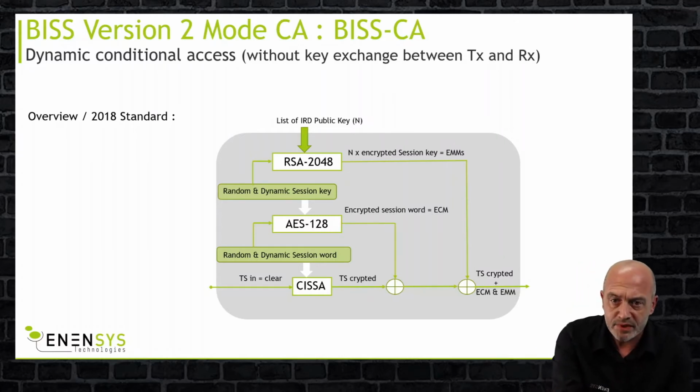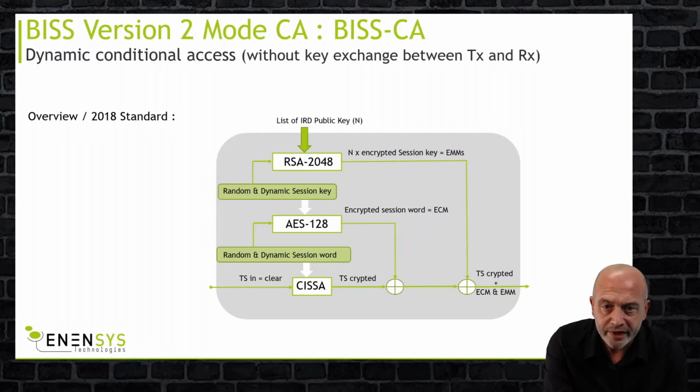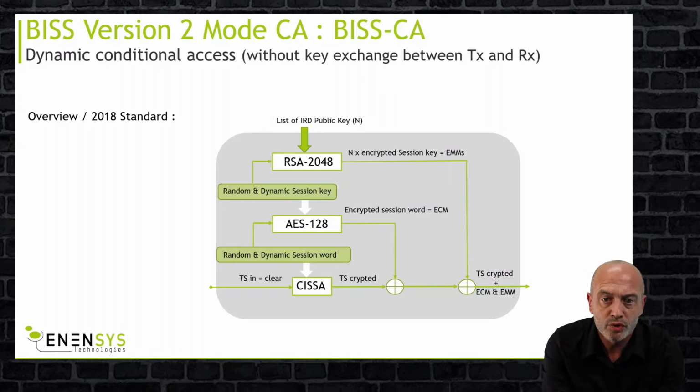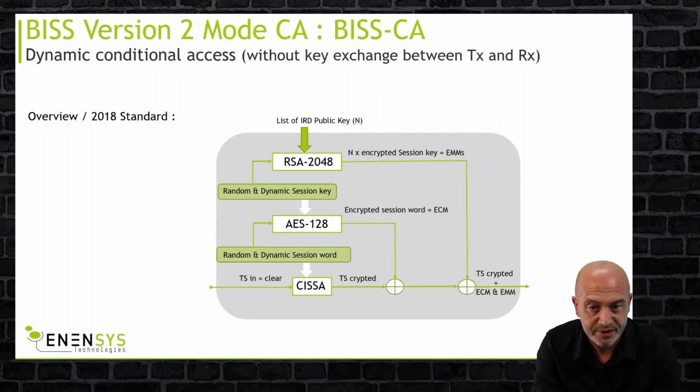The system is based on 2 encryption keys, the session word, used to control the scrambling encryption block, and the session key, used by each receiver to recover the session word. Both keys are changed every X period. It's an adjustable period, so in the GUI, there is one field to set this period.